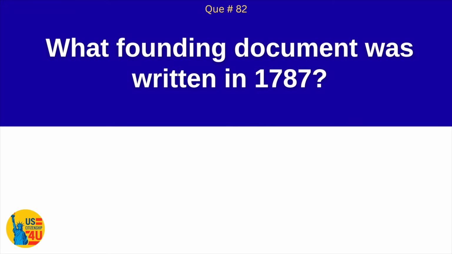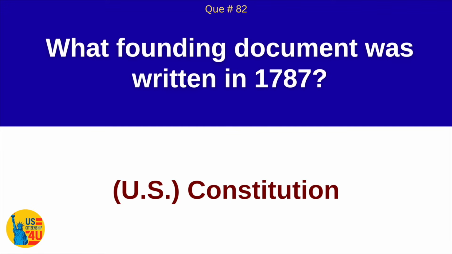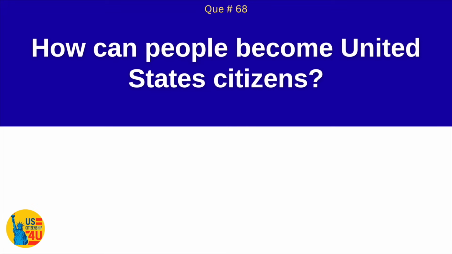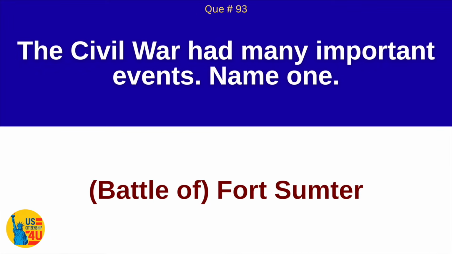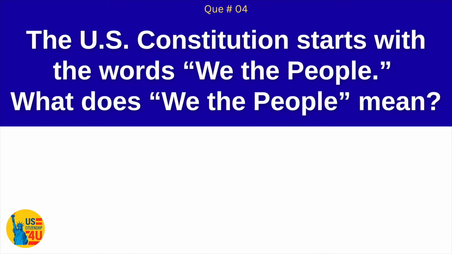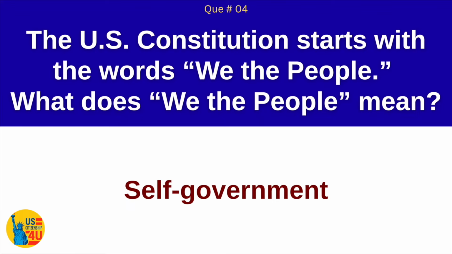What founding document was written in 1787? U.S. Constitution. How can people become United States citizens? Naturalize. The Civil War had many important events. Name one. Battle of Fort Sumter. The U.S. Constitution starts with the words, "We the people." What does "we the people" mean? Self-government.